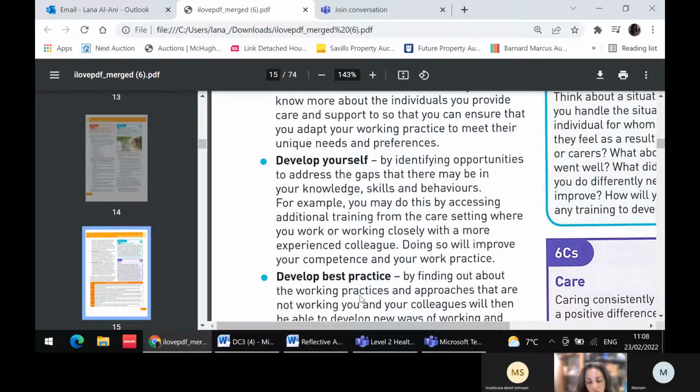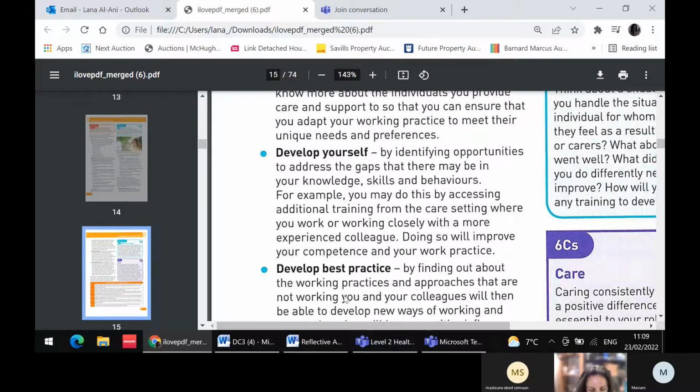So, for example, by assessing additional training in the care setting. Whenever you spot any mistakes that you made, then you will think, okay, I need more training because I don't know how to handle the situation. And if I face it in the future, I wouldn't be able to do it correctly. Then you identify how you can develop yourself.